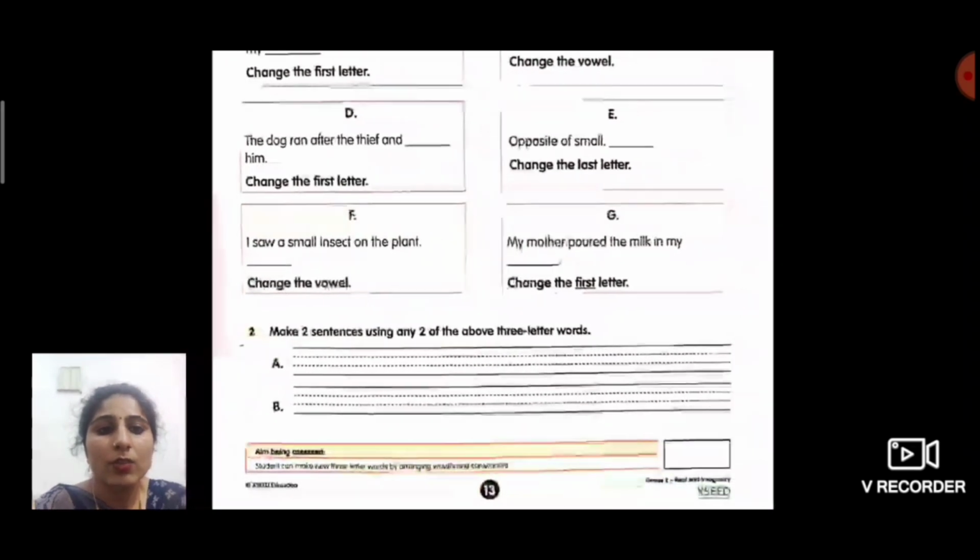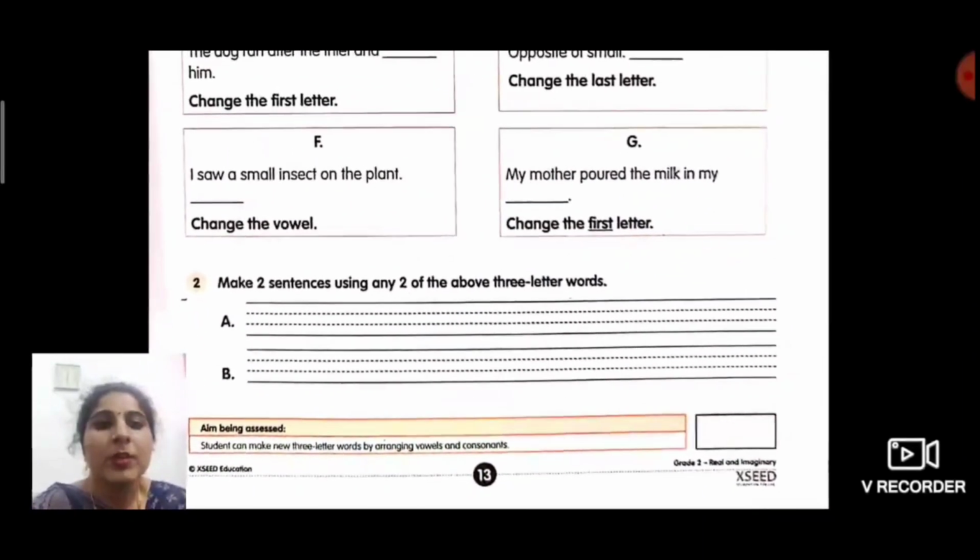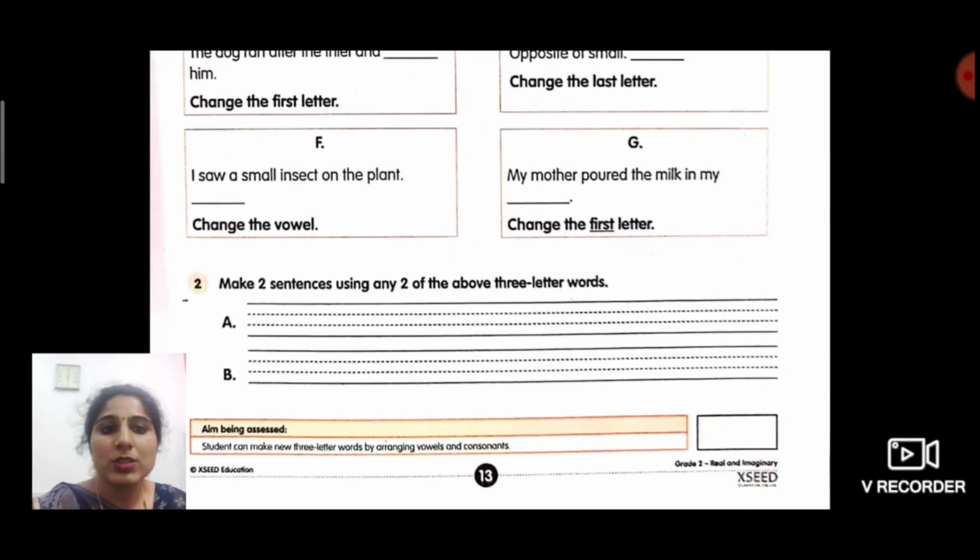Now the second question. Make two sentences using any two of the above three letter words. As we did in the activity part also, the words which you have used in the first question to fill in the blanks, you will take any two of the words from there and make sentences using those words.